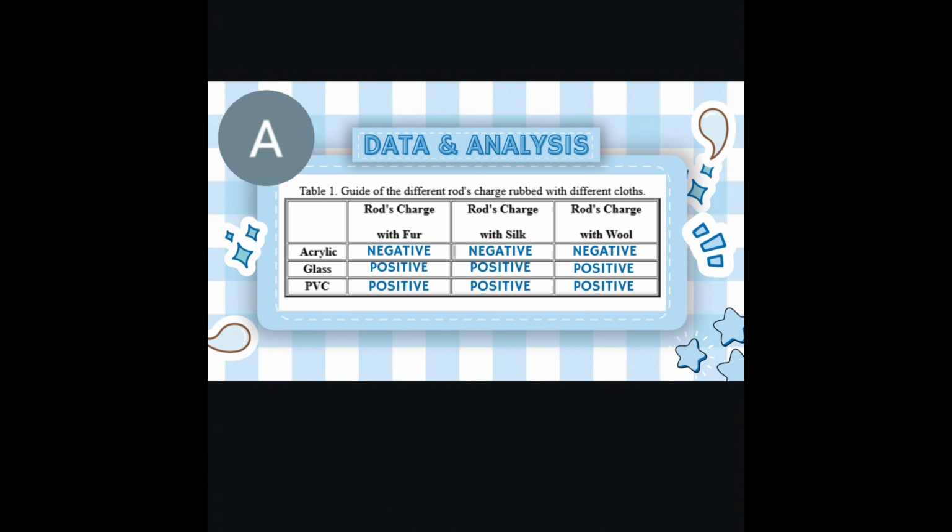The first rod that we tried out, the acrylic rod, consistently produced a negative charge when rubbed with fur, silk, or wool. Our second rod, the glass rod, resulted in positive charge across all 3 mediums. And lastly, our PVC rod also registered a positive charge in our trials. This data served as our ground truth.